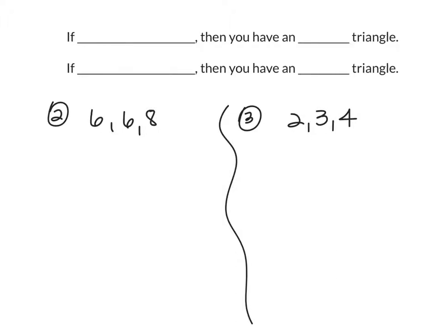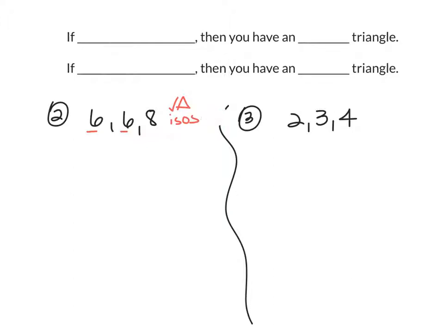Okay, so let's look at these other two examples. From today, we know that this first one, 6, 6, and 8, does make a triangle because 6 plus 6 is 12, which is greater than 8. So yes, this does make a triangle. We also know that because 6 and 6 are the same, this is going to make an isosceles triangle.